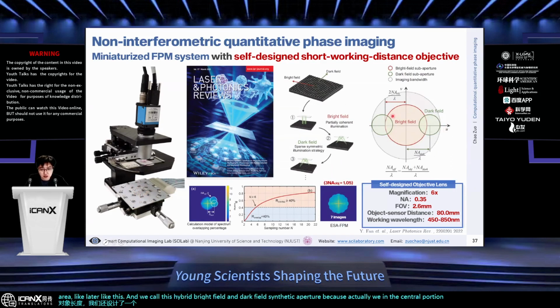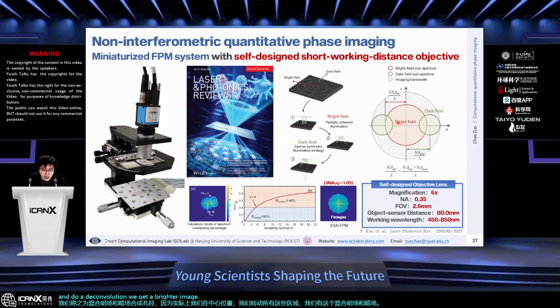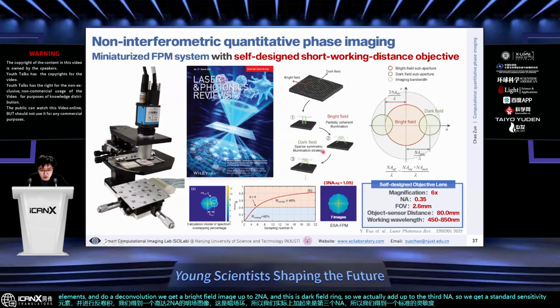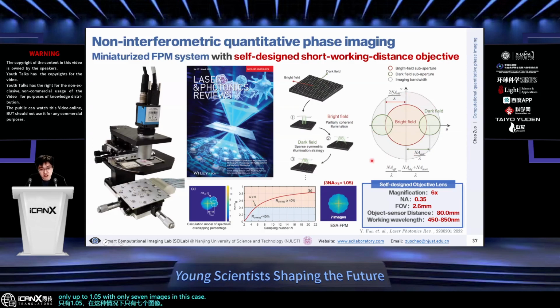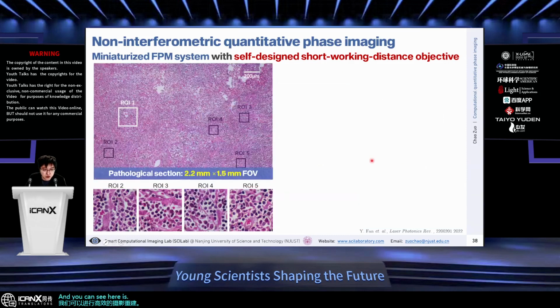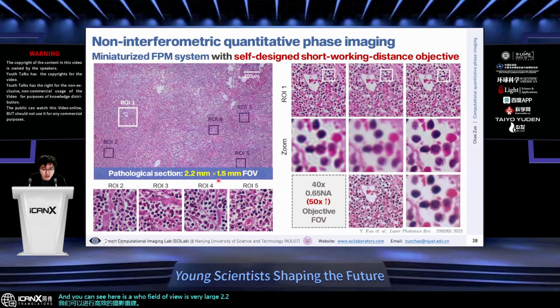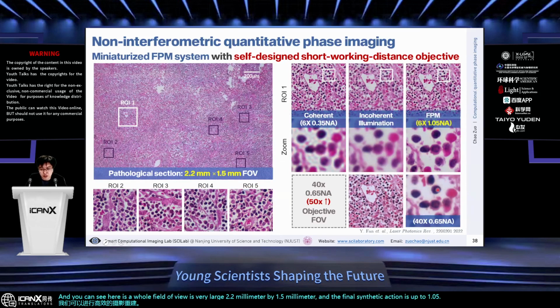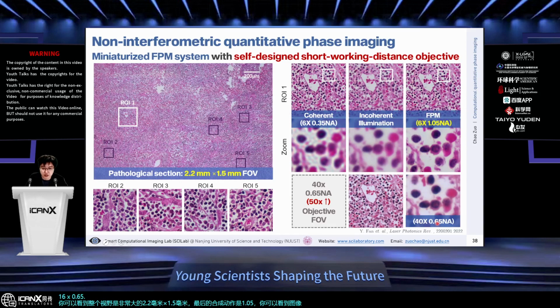We get a bright field image up to 2 NA, and this is the dark field ring. So we actually add up to the third NA. So we get a final synthetic NA up to 1.05 with only 7 images in this case, so we can do highly efficient Fourier ptychography reconstruction. And you can see here the whole field of view is very large, 2.2 millimeters by 1.5 millimeters, and the final synthetic aperture is up to 1.05. You can see the image resolution is even better than the conventional 16x 0.65 NA objective lens, but the FOV is much larger compared with this one.